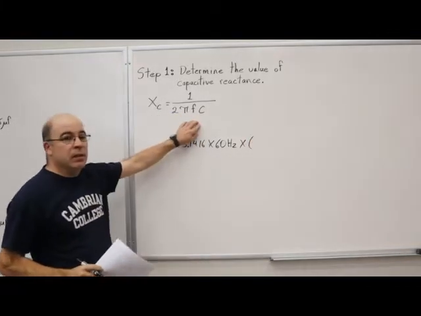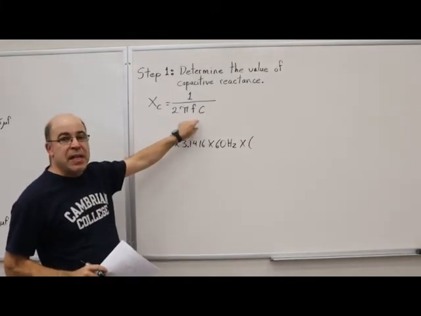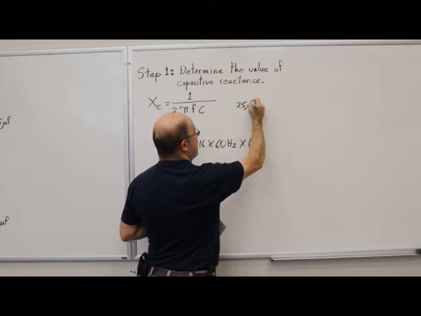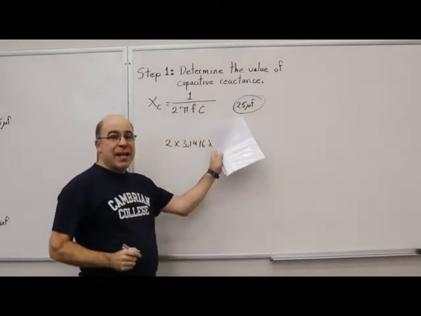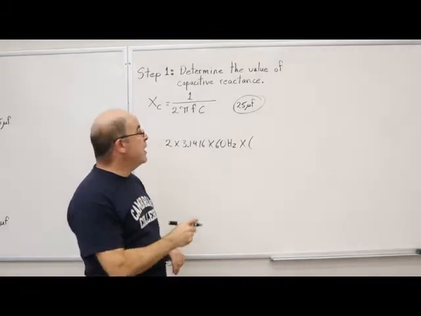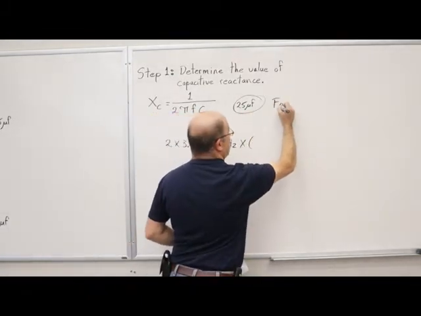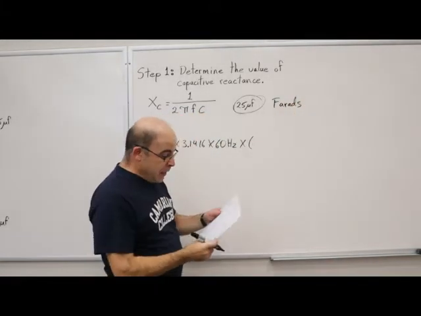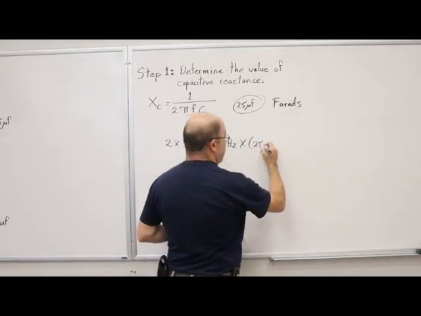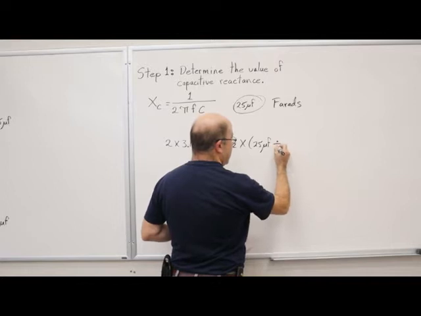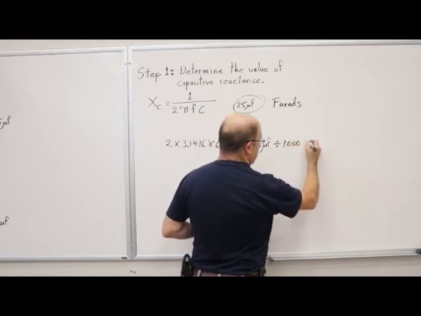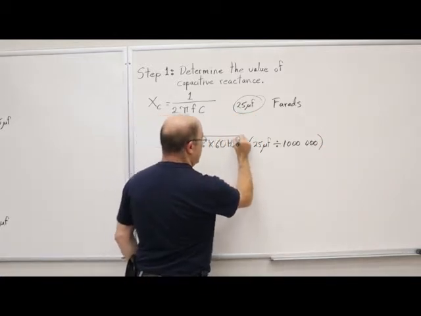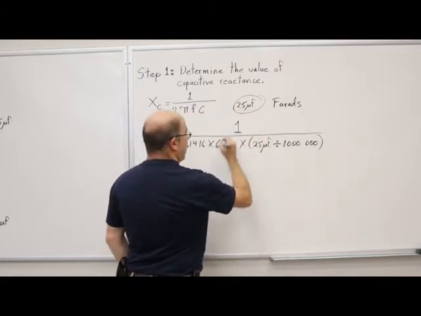Now, in this formula, we have to convert this into base units. Right now, we have a value of 25 microfarads, but that's in micro. We're going to have to do a conversion into the base unit of farads. And so this is why I put a bracket in here: 25 microfarads divided by a million. Then we take our marker, we draw a long line, 1 over.